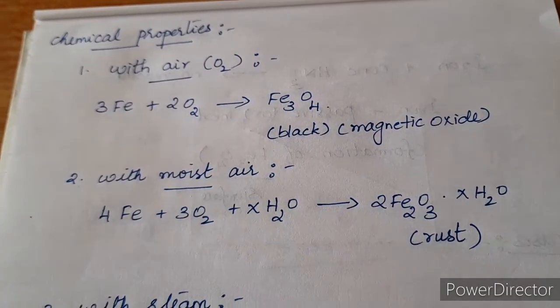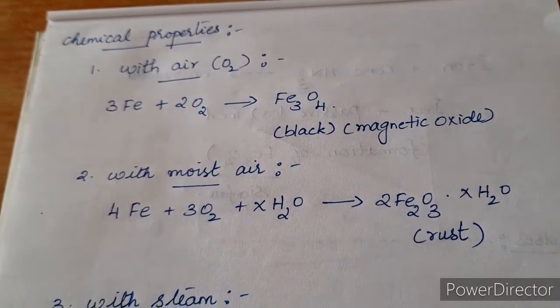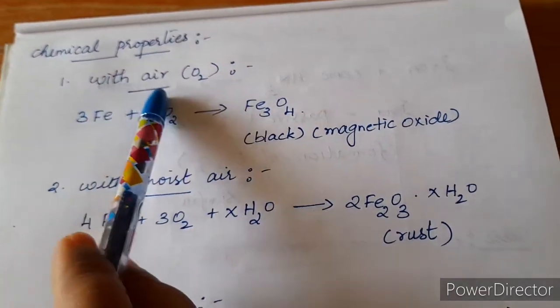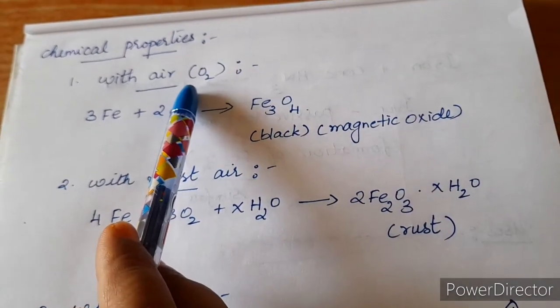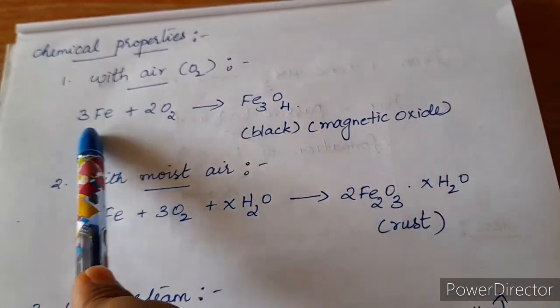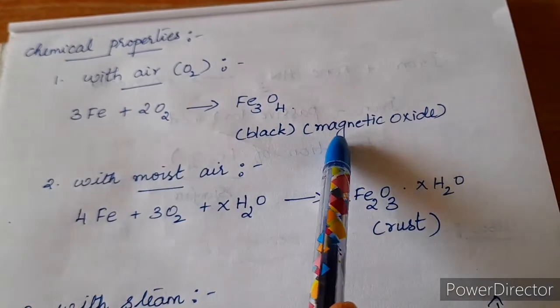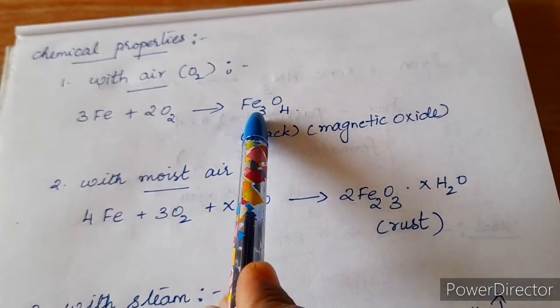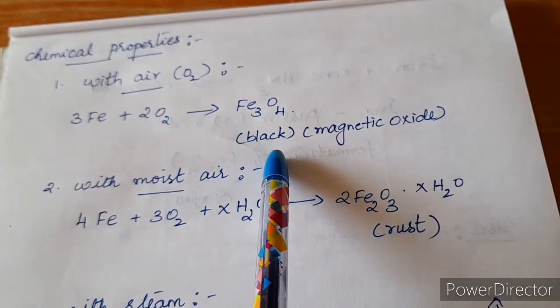Next we are going to see the chemical properties of iron, children. So these chemical properties of iron are very easy. So now first we'll see with the air, especially the oxygen, or you can say particularly with the oxygen. Iron in presence of oxygen gives magnetic oxide. So this is called magnetic oxide. What is that? Fe3O4, and this oxide will be black in color.